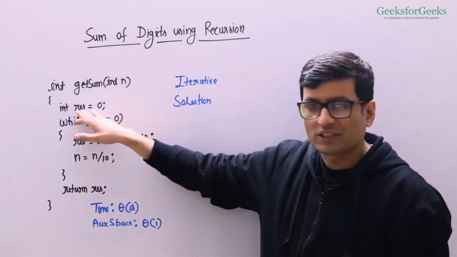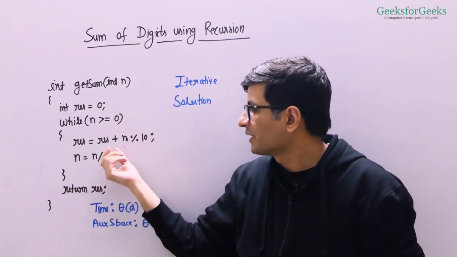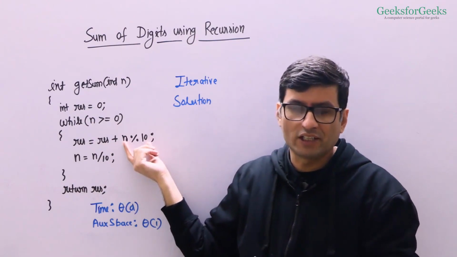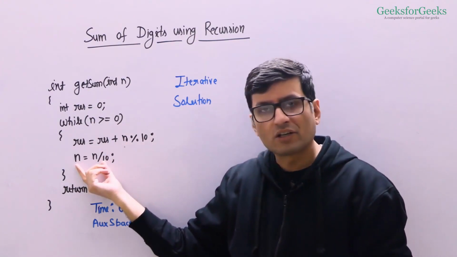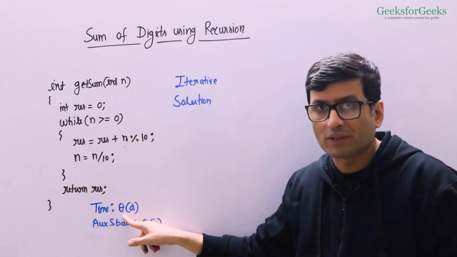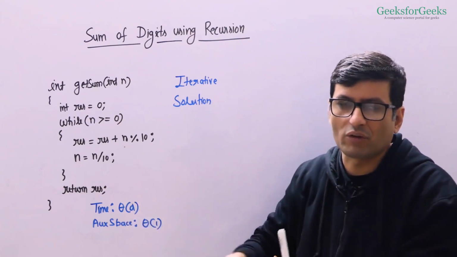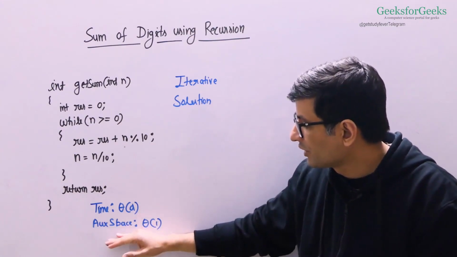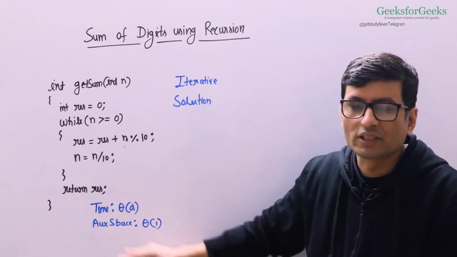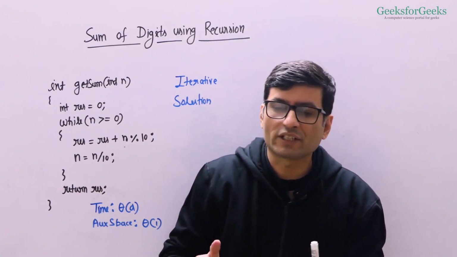We have initialized the result as 0. Then we are running a loop while n is greater than 0. And inside the loop, we are simply adding the last digit, and then we are removing the last digit, right? And this solution requires the same time, but it's going to run faster because of no overhead required for function calls. Also, it's going to take less auxiliary space. We just did this question to make our understanding of recursion better.